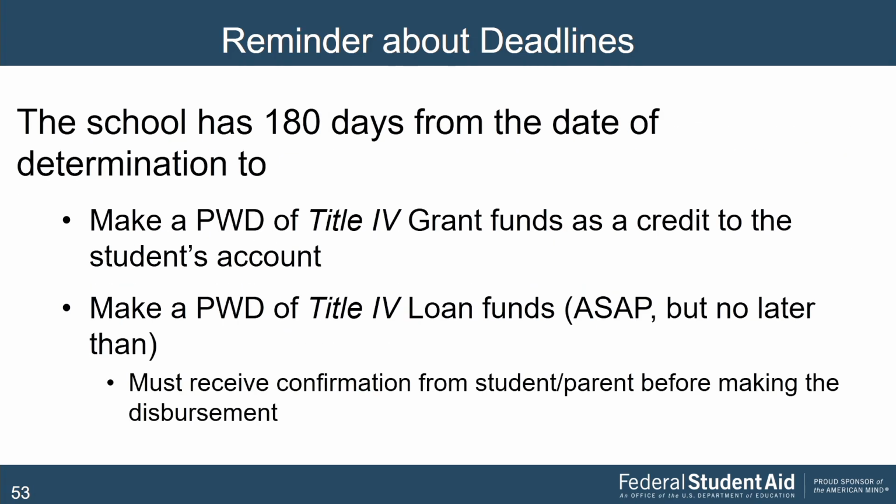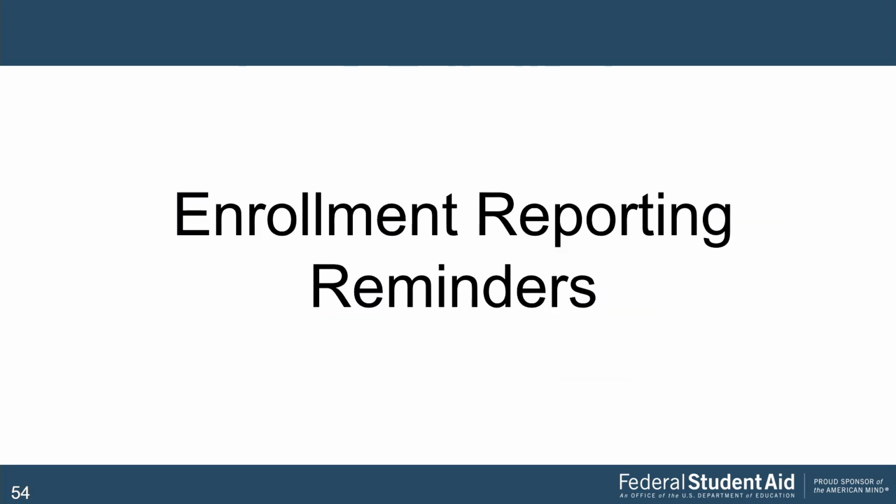The school has 180 days from the date of determination to make a post-withdrawal disbursement of Title IV grant funds as a credit to the student's account, and make a post-withdrawal disbursement of Title IV loan funds to the student. You have up to 180 days. You have to receive confirmation from the student, or a parent in the case of a PLUS loan, that they want that disbursement before you can make it. When it comes to a grant, you don't have to. You can just disburse it. But when it comes to a Title IV loan, you have to get confirmation.